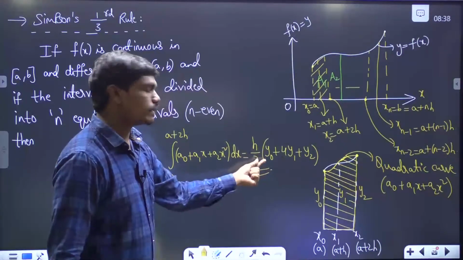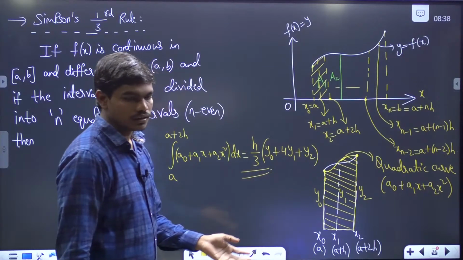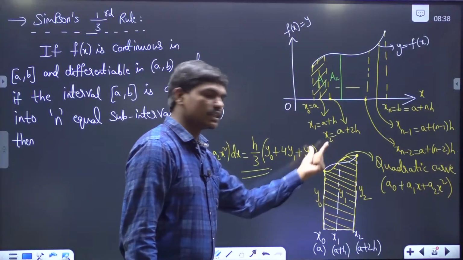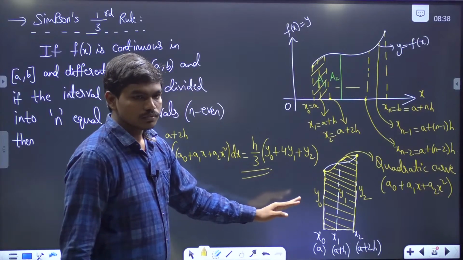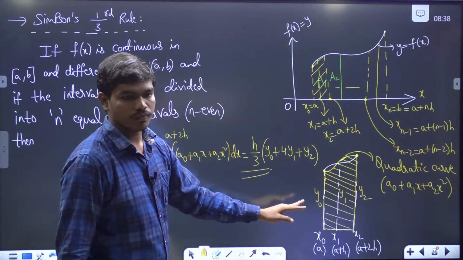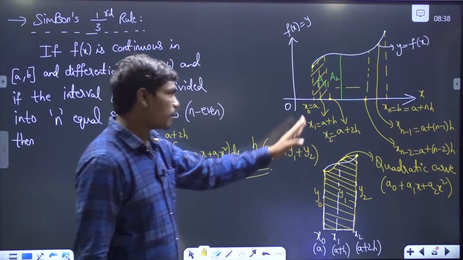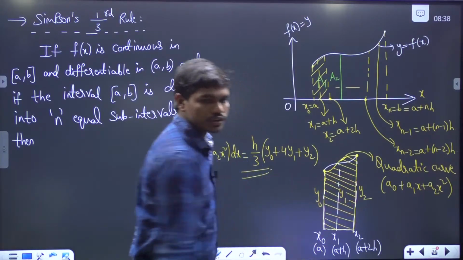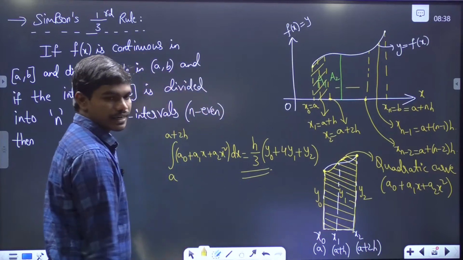So if this is h by 3 into y0 plus 4y1 plus y2, then please tell me what could be the next part of the area. If I'm considering a plus 2h, a plus 3h and a plus 4h, and if I calculate this value, tell me what could be this value for the next part. I want responses, please respond. If I'm applying this for the next part by considering the next two intervals where we have y2, y3, y4, please tell me what we'll be getting here for a2.